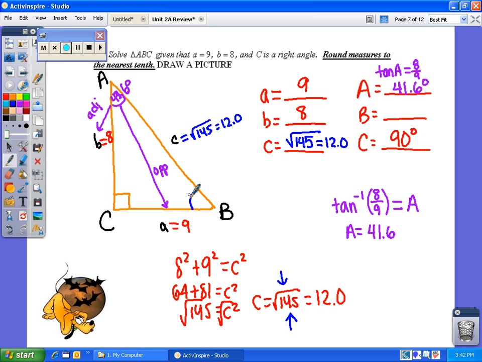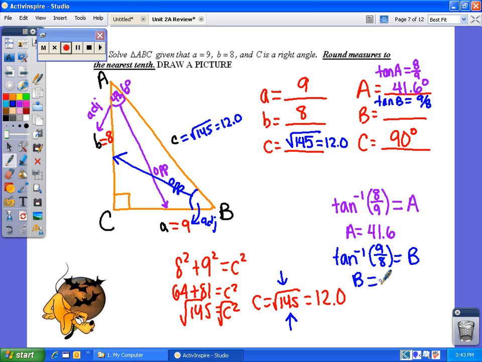So B, I did opposite over adjacent. So for B, that's the tangent of B equals 9 over 8. It reverses. So tan to the negative 1 of 9 over 8 will give you the answer for B. So that means that B equals 48.4. Make sure that you are rounding properly. And one of my pet peeves is when you forget your degrees. So don't forget your degrees.